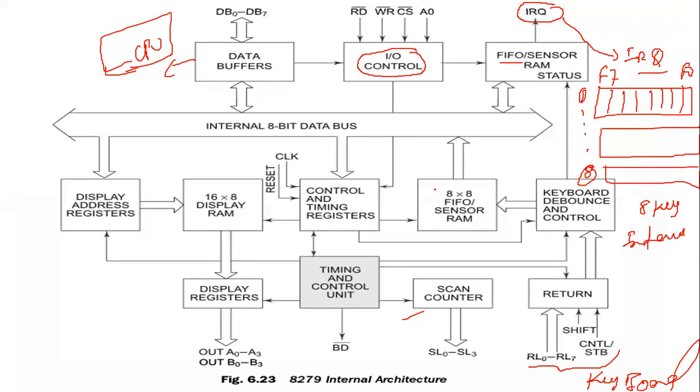So these are the 8x8 FIFO sensor RAM series. See this, these are the 8 by 8 sensor. This is some status, nothing but the IRQ request lines.